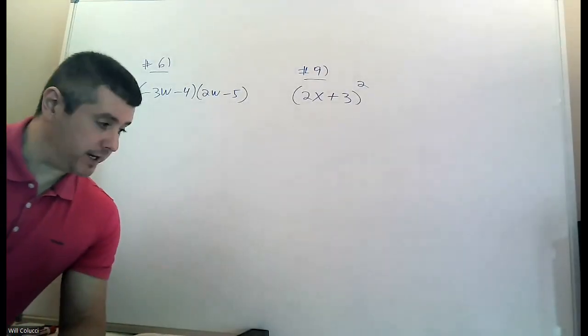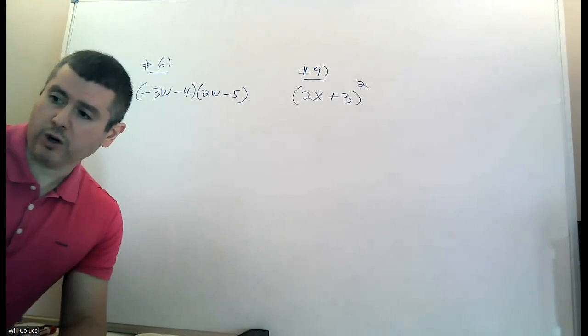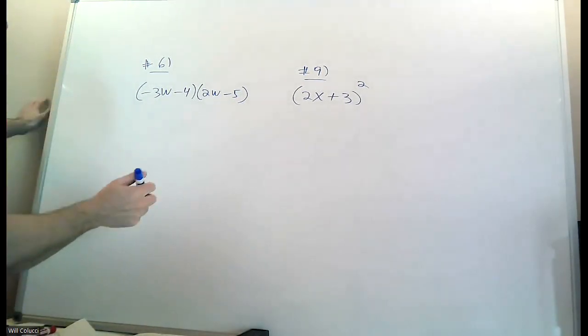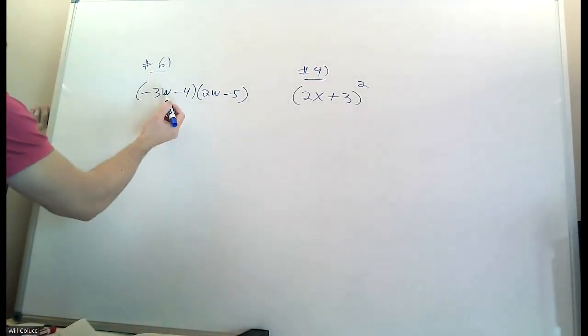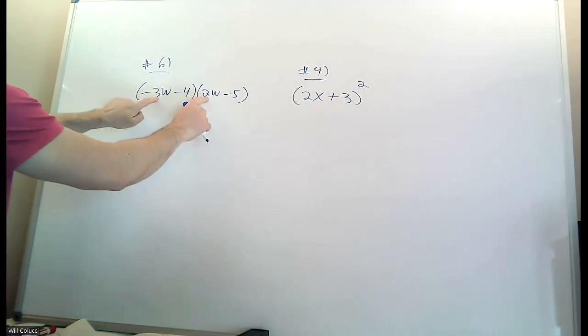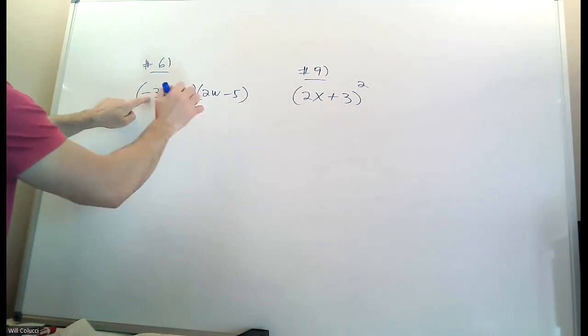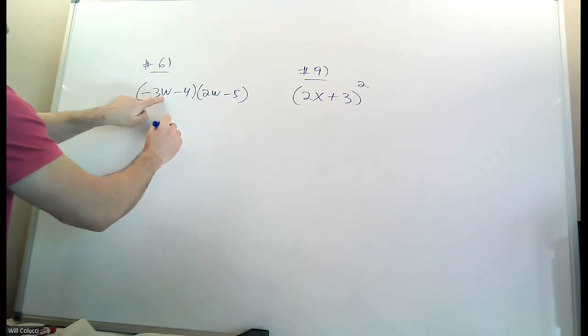Okay, I decided to skip 3 and do 9 instead because it's a little more interesting than 3 was, but it's the same type of problem. So 6, though, same thing. Multiply the guys in the front, right? -3 times 2 is -6. W and W make W squared.